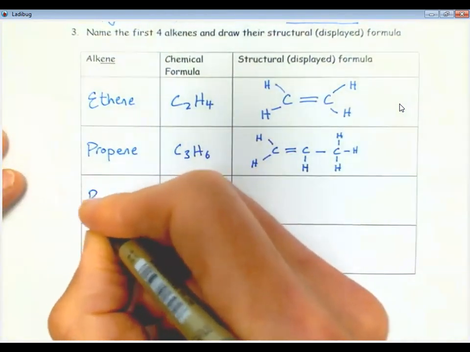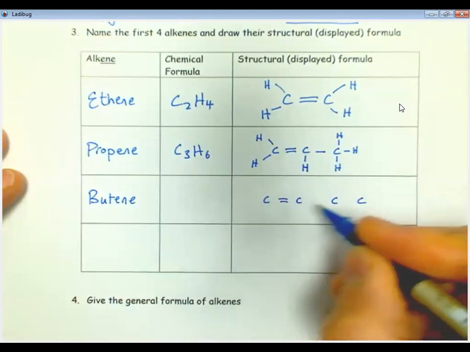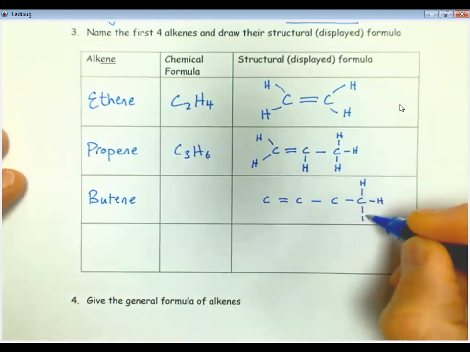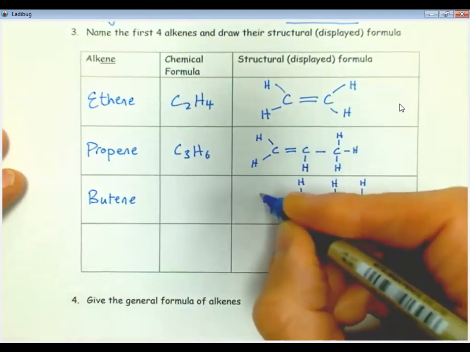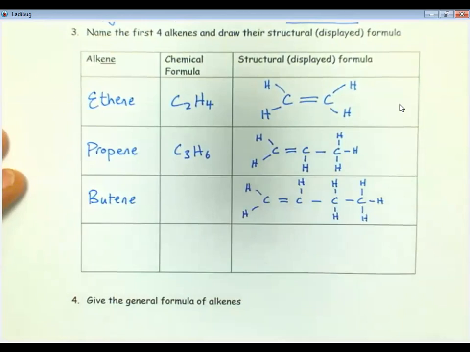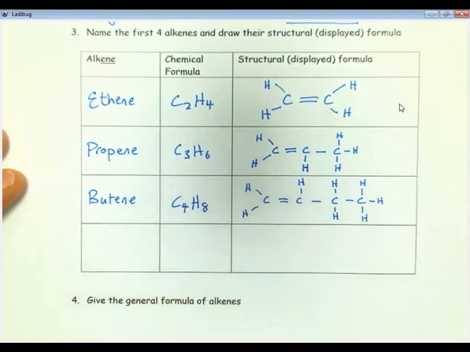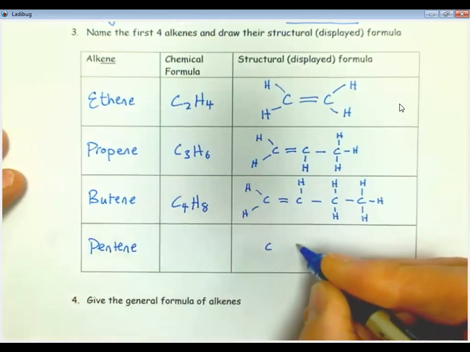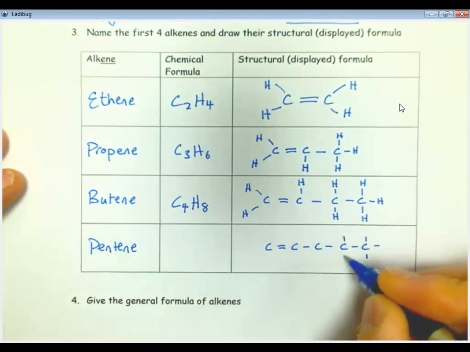So ethene, propene. The next one, you won't be surprised, is butene. Butene has 4 carbons, 1 double bond. And then I'm going to put the hydrogens on. Just take care that every carbon has only got 4 bonds. And the fourth alkene is called pentene. Obviously, it has 5 carbons, 1 double bond, and then put the hydrogens on the outside.